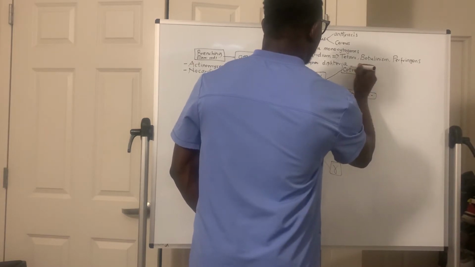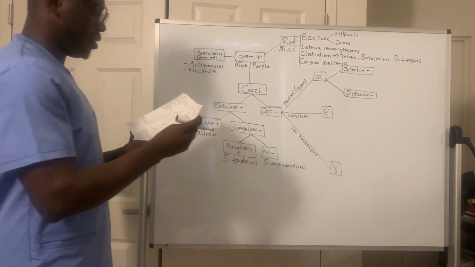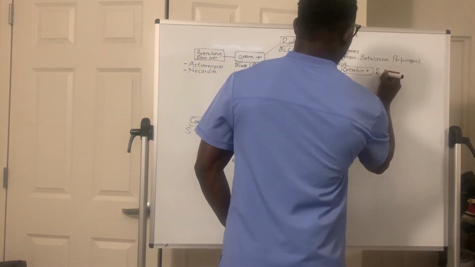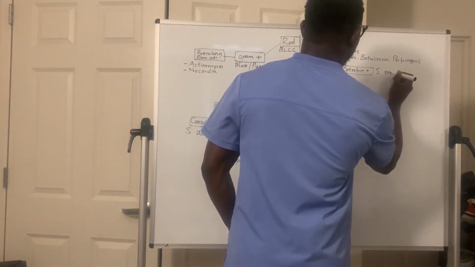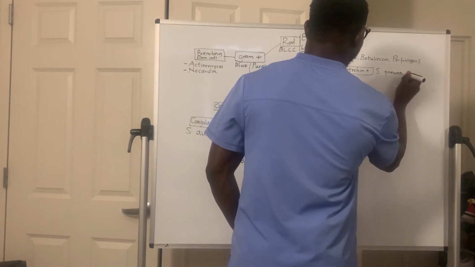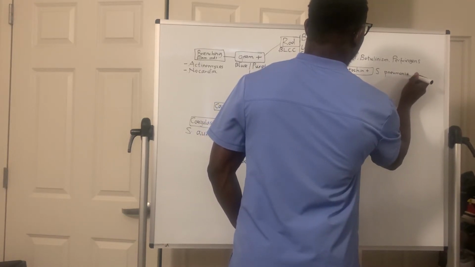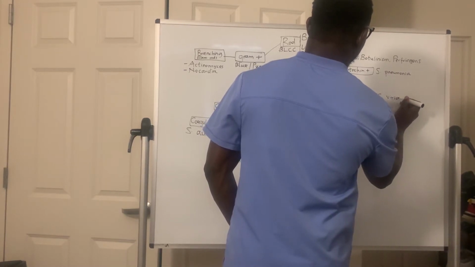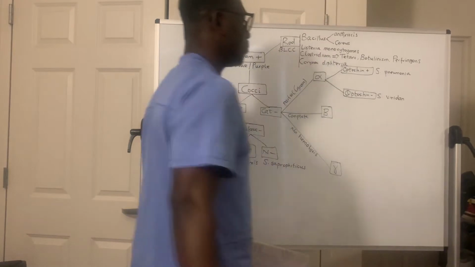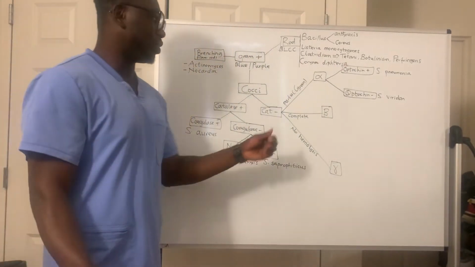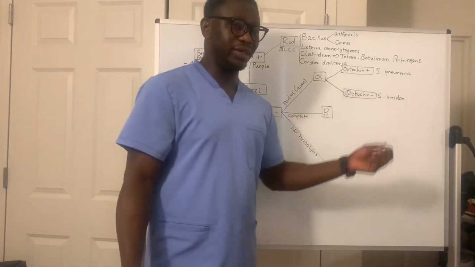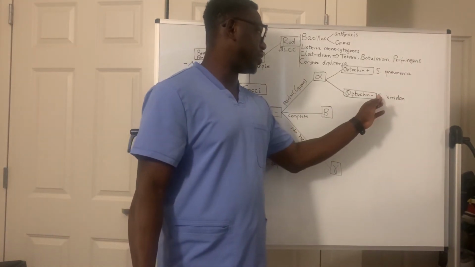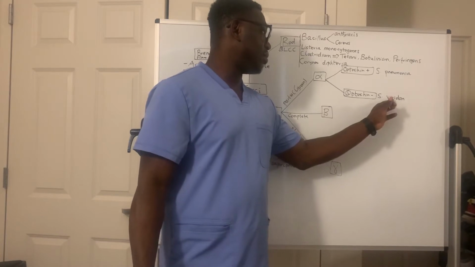The organism which falls under optochin positive is S. pneumoniae, which is Streptococcus pneumoniae. And then we have S. viridans or viridans group. Forgive me if my writing is very small. So we have the S. pneumoniae, and then we have the S. viridans group.